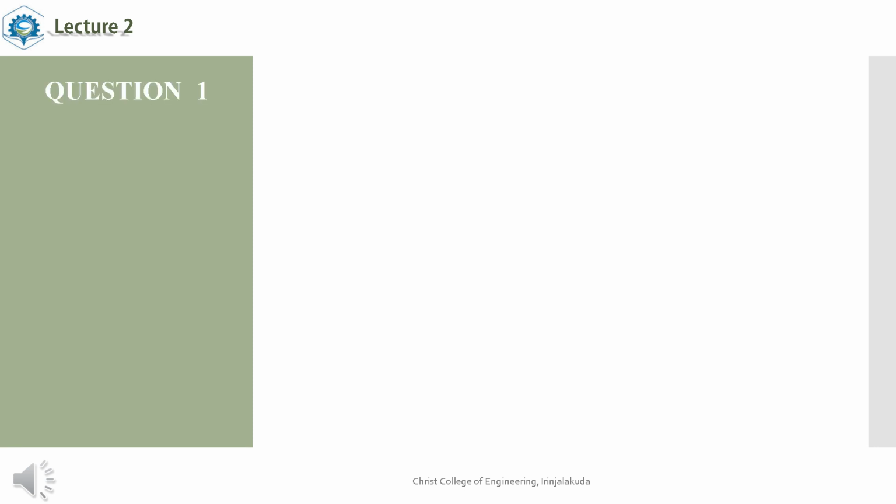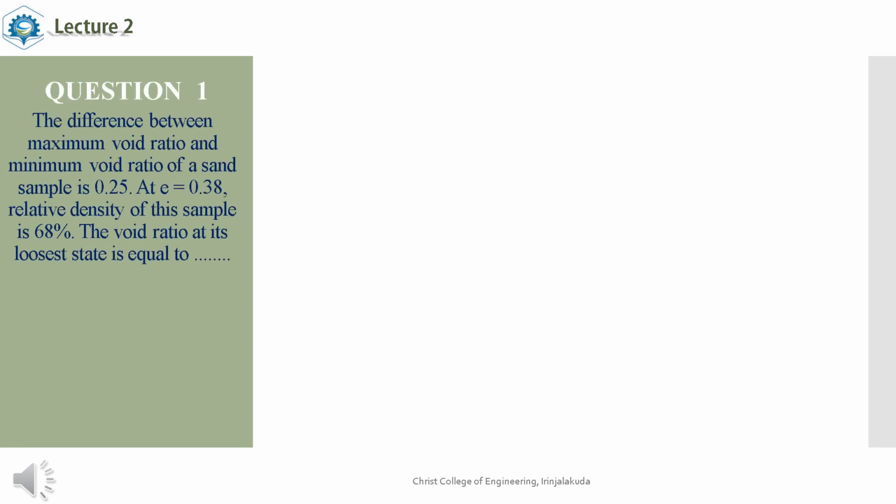Coming to question number 1, the difference between maximum void ratio and minimum void ratio of a sand sample is 0.25. At e equal to 0.38, the relative density of this sample is 68%. The void ratio at its loosest state is equal to, we have to find out the void ratio at its loosest state, and the options are given: 0.45, 0.5, 0.55 and 0.6.